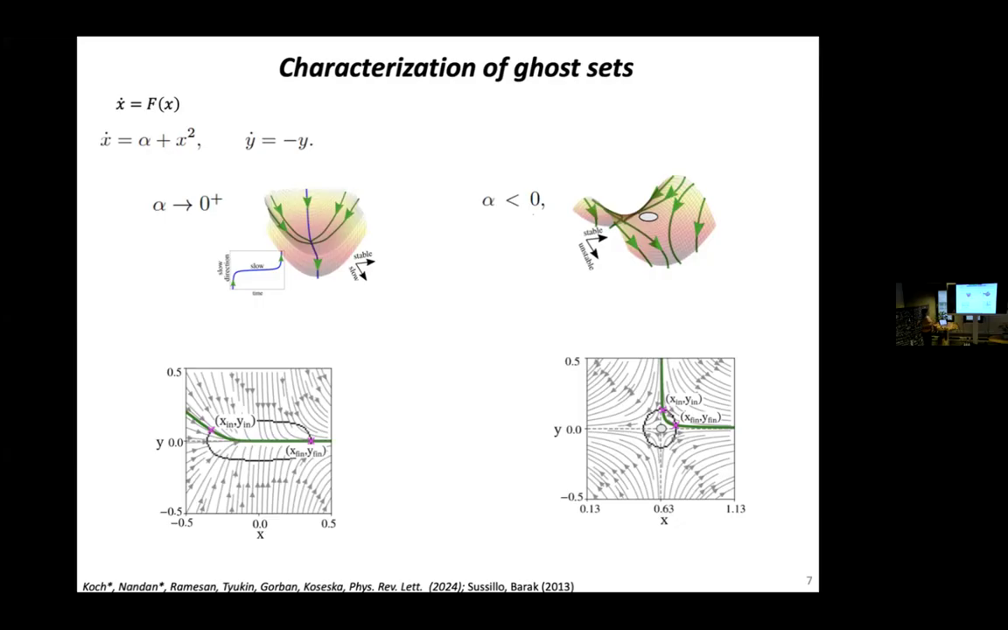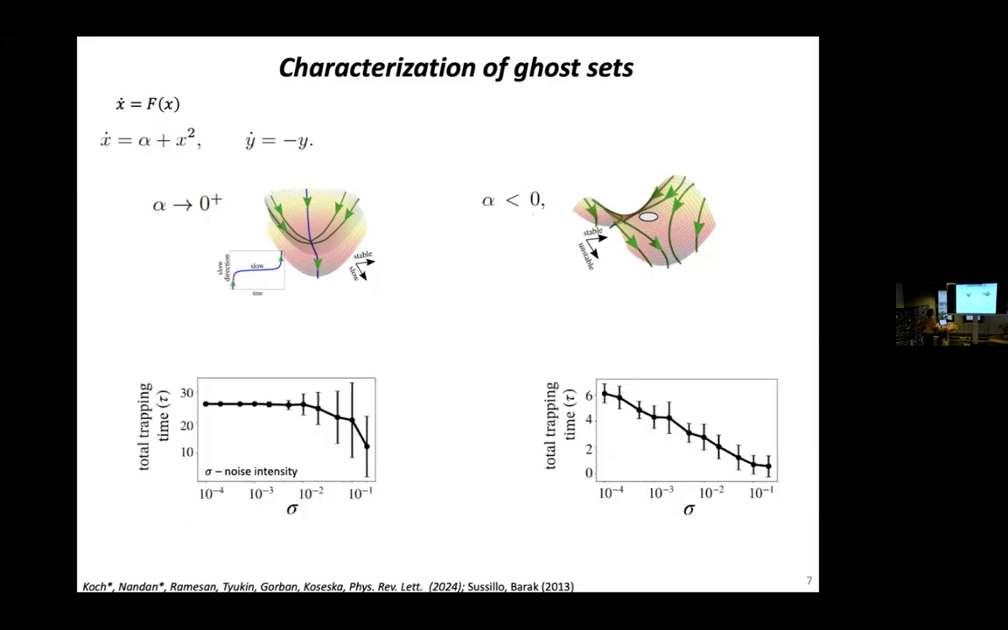So we next tested how stable the dynamics will be on a saddle versus on a ghost when there is noise in the system. We calculated the total trapping time on a saddle and on a ghost system when we increase the noise intensity. And for a saddle, it is well known that as you increase the noise intensity, the total trapping time will exponentially decay, because you have two unstable directions where the system can escape the saddle.